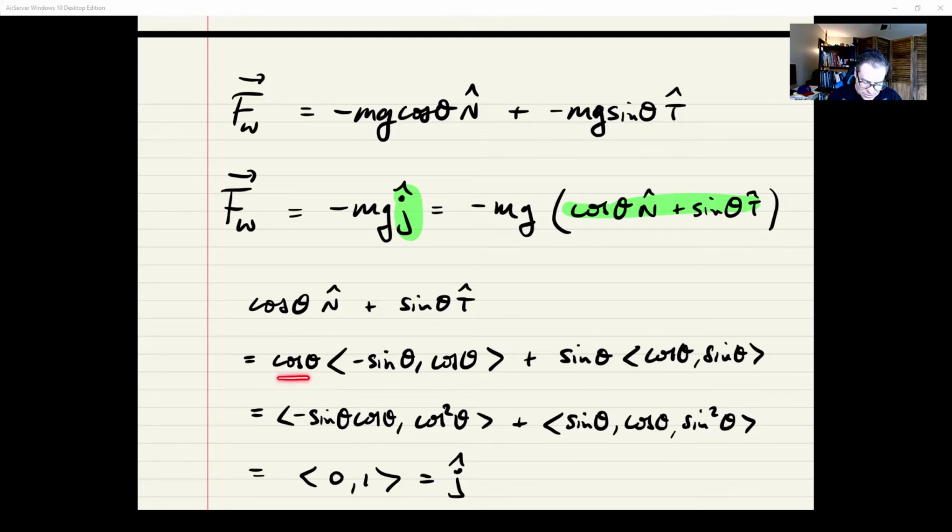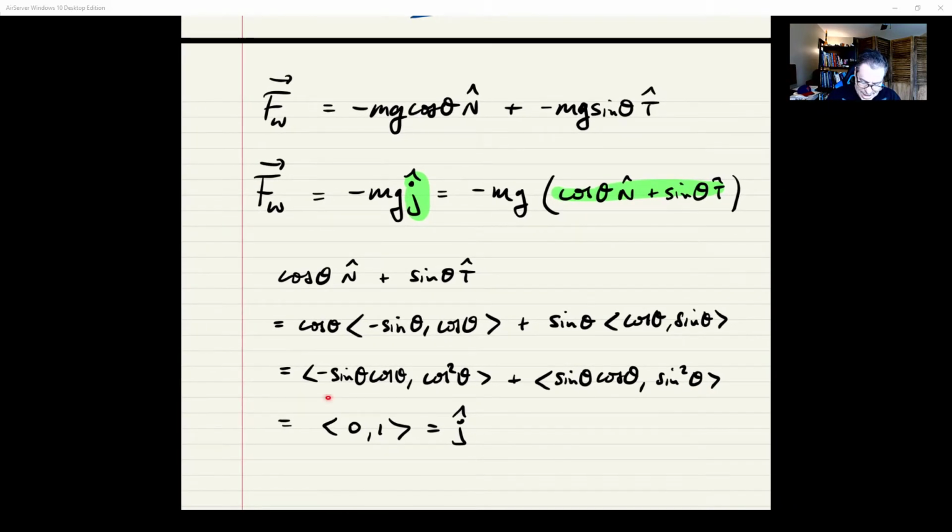And so this is cosine times the unit normal vector, and this is sine times the unit tangent vector. And multiplying cosine in, you have cos times negative sine plus cosine squared. I'm just distributing this. Here I'm just distributing the sine function, so I have sine times cosine in the first component and sine squared in the second component.